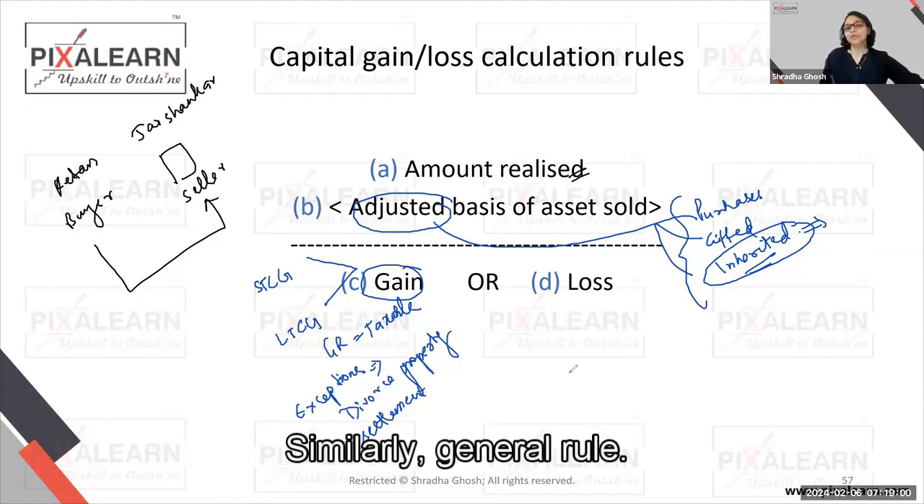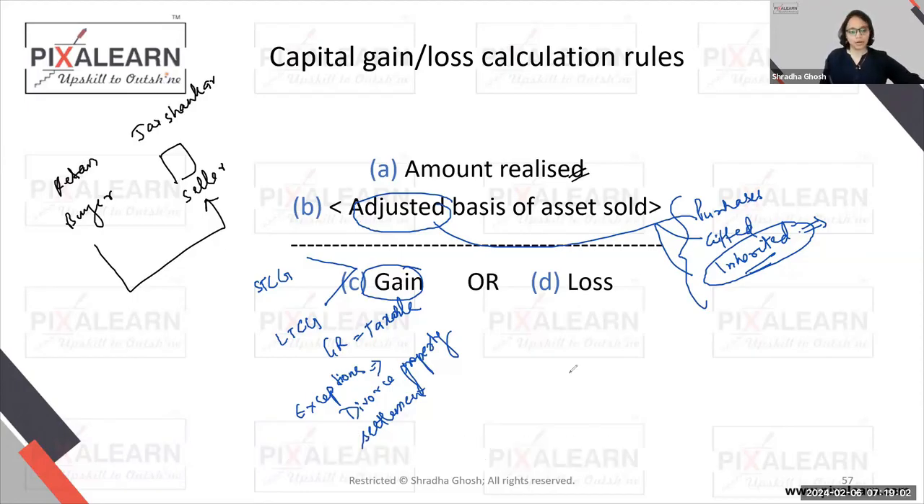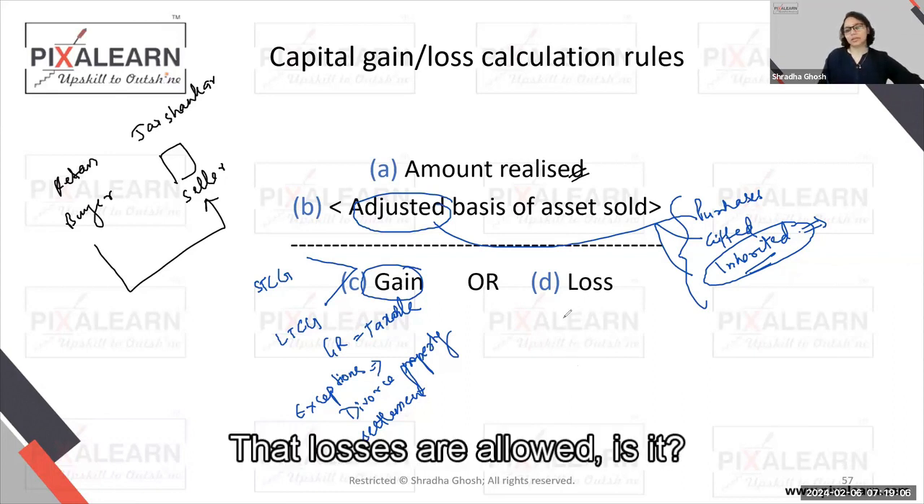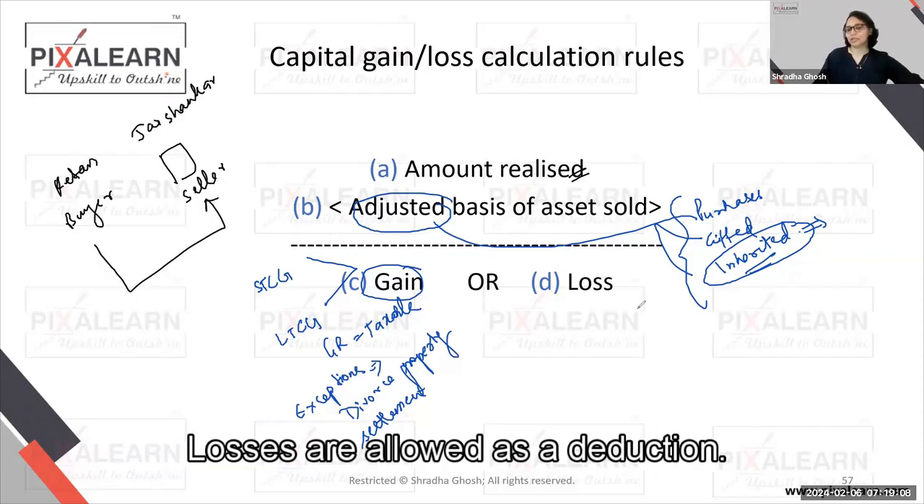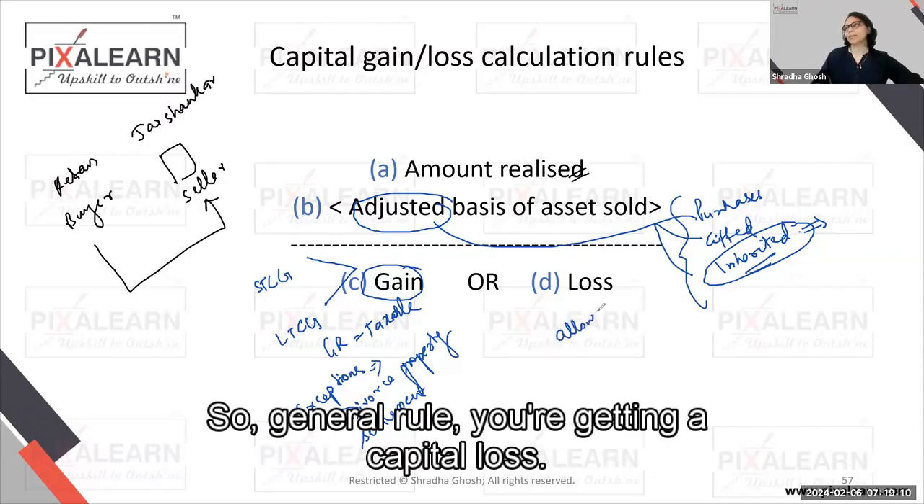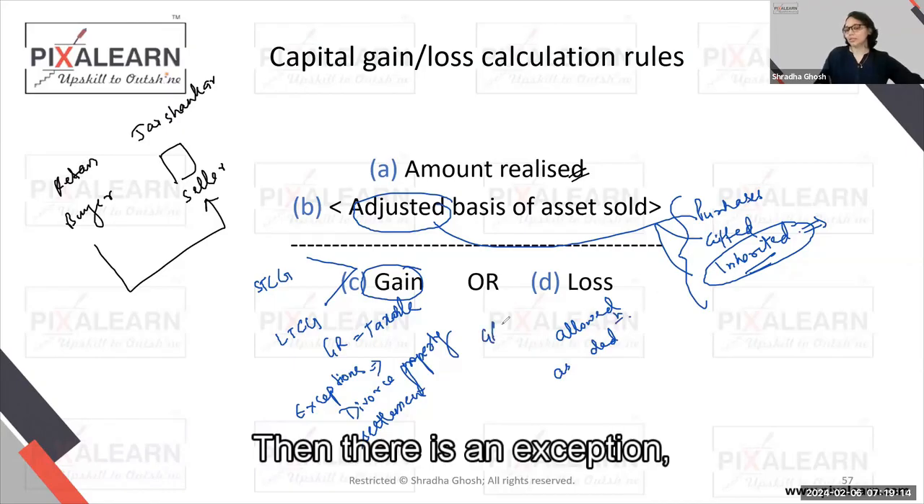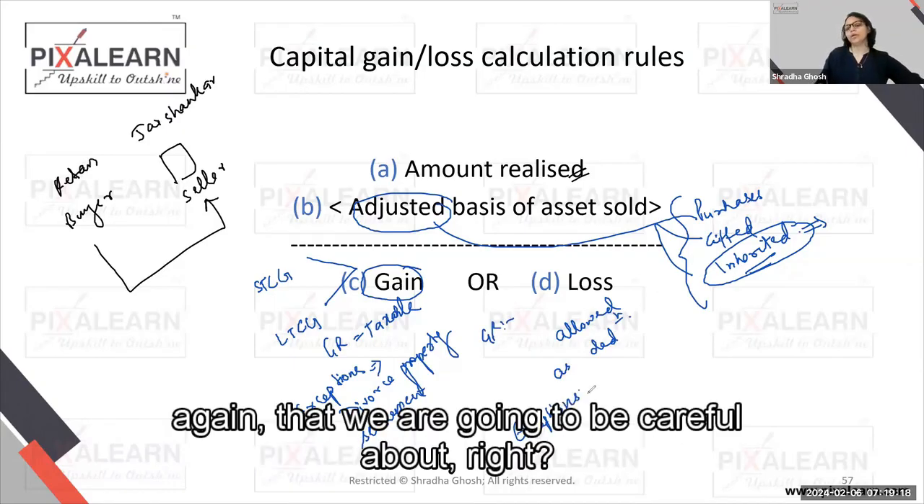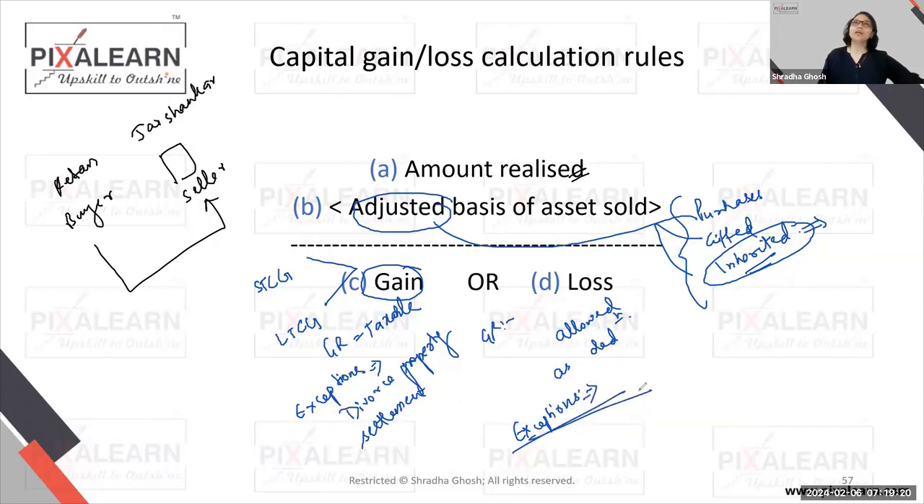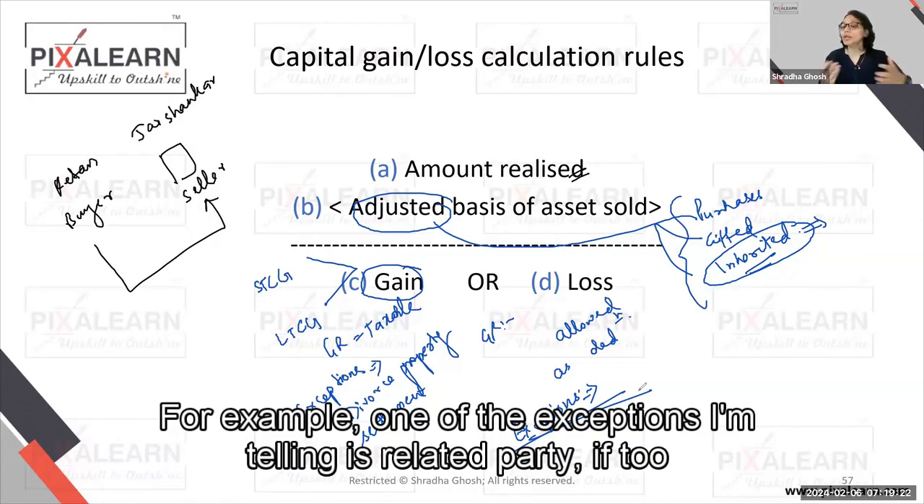Similarly, the general rule is that losses are allowed as a deduction. So the general rule: if you're getting a capital loss, it is allowed as a deduction. But then there is an exception, and these are the exceptions we're going to be careful about, right? For example, one of the exceptions is related party.